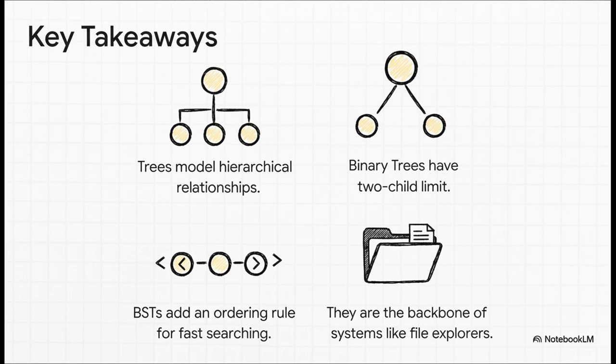So, what are the big takeaways from all this? First, trees are all about modeling those hierarchical relationships. Second, binary trees are the special type with that strict two-child limit. Third, binary search trees add that magic ordering rule for super fast searching. And finally, this isn't just theory. These things are the backbone of systems you use constantly.